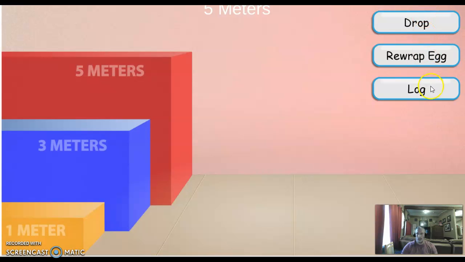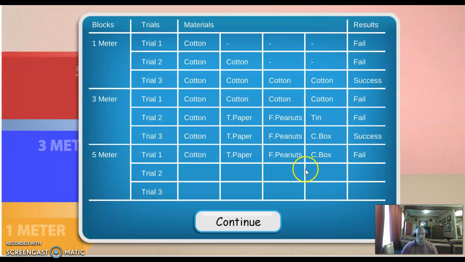But the cool thing is there's this log. So it tells you, you have trials. So at our first trial, or at 1 meter, we had cotton. It failed. Second trial, you did cotton, and it failed. And then third trial, we did cotton, 3 cottons, and it was a success. So you have data that you can collect and how it went for you in the trials that you did at each height.